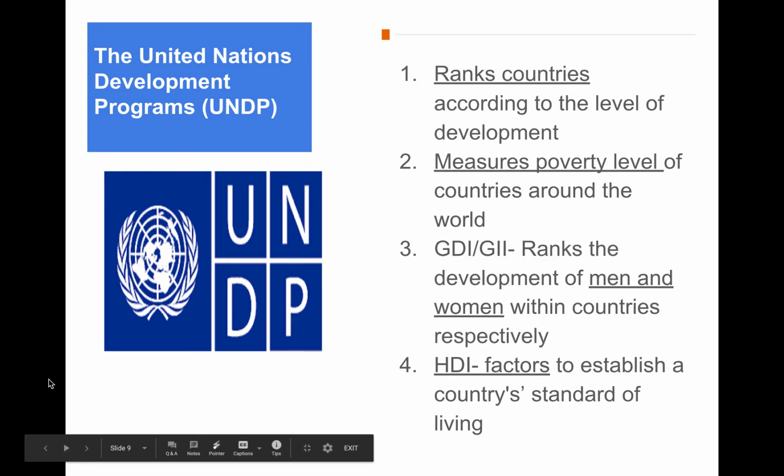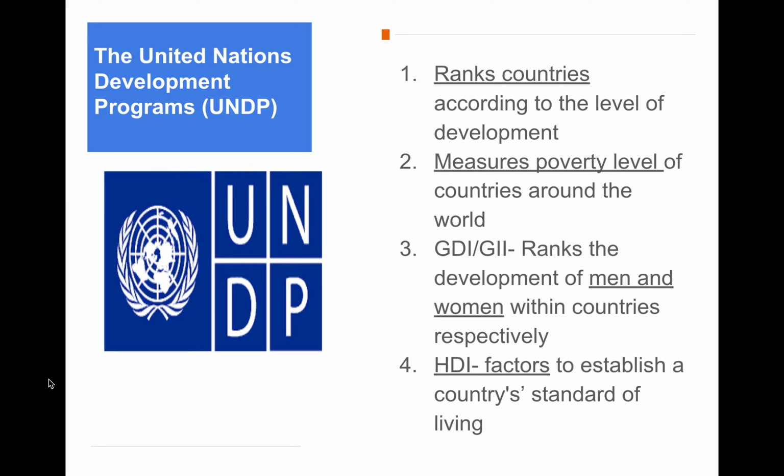United Nations, how did they come up with HDI? Well, one is they rank countries according to development. They measure the poverty level. They look at GDI, and also GII, which are the Gender Development Index and Gender Inequality Index, which rank the development of men and women. And they also have HDI factors that rank how a country falls within the continuum of development.